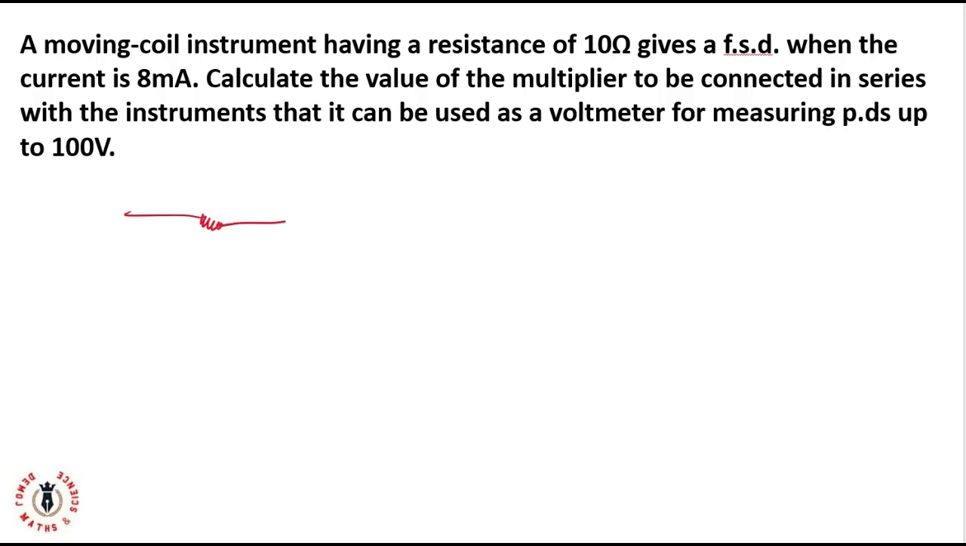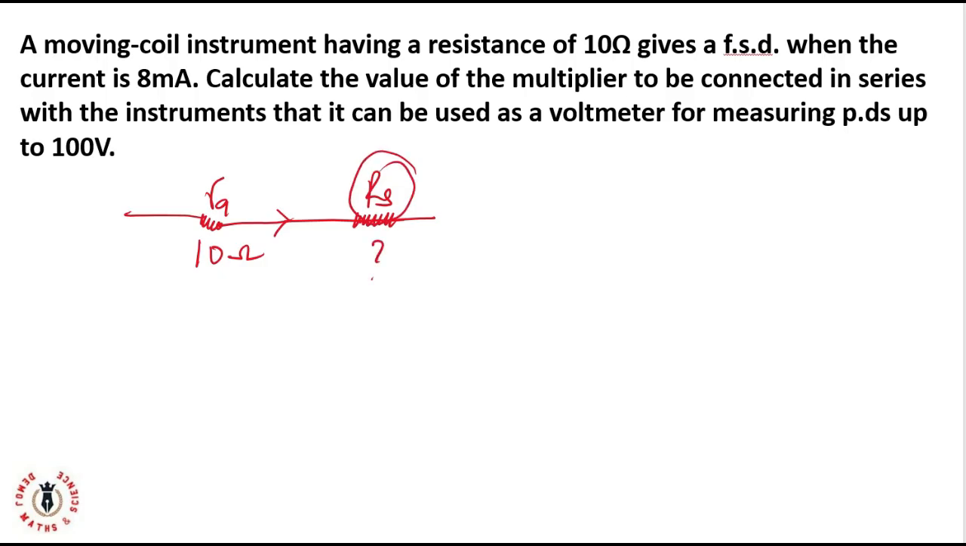This is the resistance of the moving coil, and here is the current flowing through it, so that we calculate the value of the multiplier to be connected in series. The examiner told us the multiplier is going to be connected in series. So we'll tag this RS, and for the moving coil, I'll tag this RA. RA is 10 ohms. Now I'm to find the value of RS.